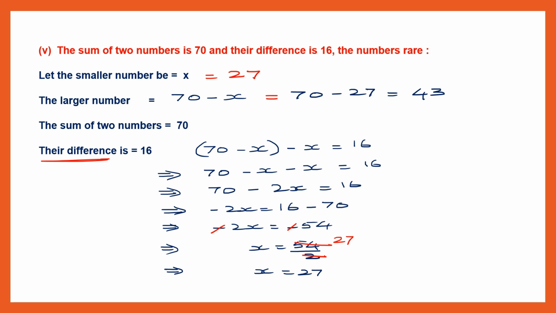We have found both the numbers, 27 and 43. So we can write down the numbers are 27 and 43, and that is option A, 43 and 27. We are putting the larger number first, that is 43, and the smaller number, that is 27.